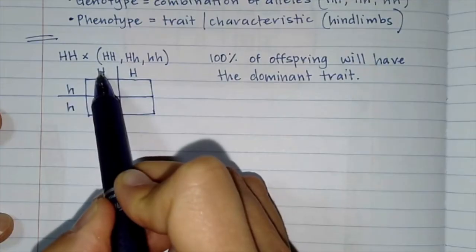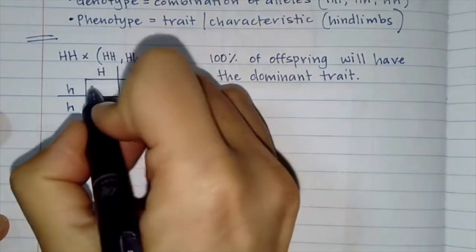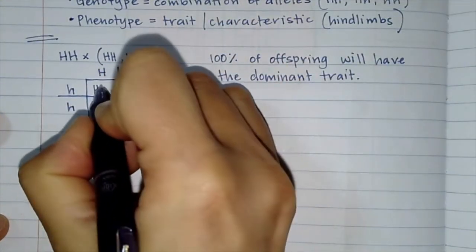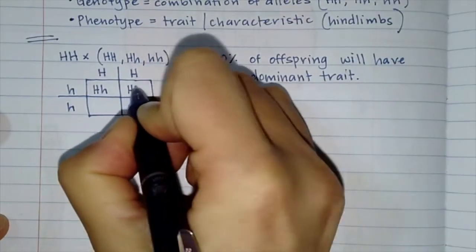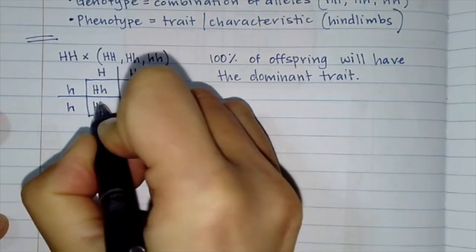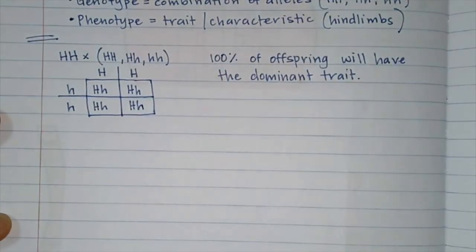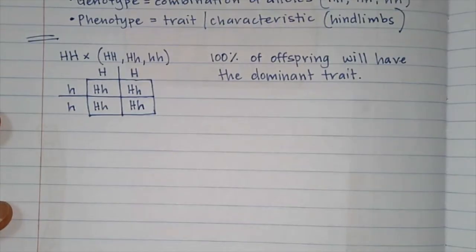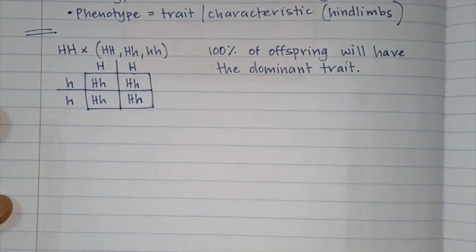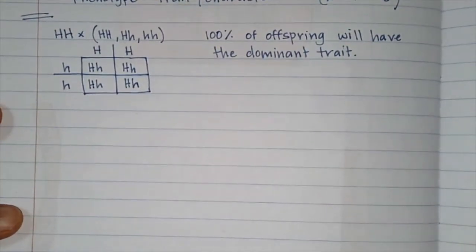Because this parent can only give that dominant trait, every single one of these babies is going to have that dominant trait, because you only need one dominant trait to show it. So all of the offspring will have that, 100%. Let's look at another example and see another type of distribution for the offspring.